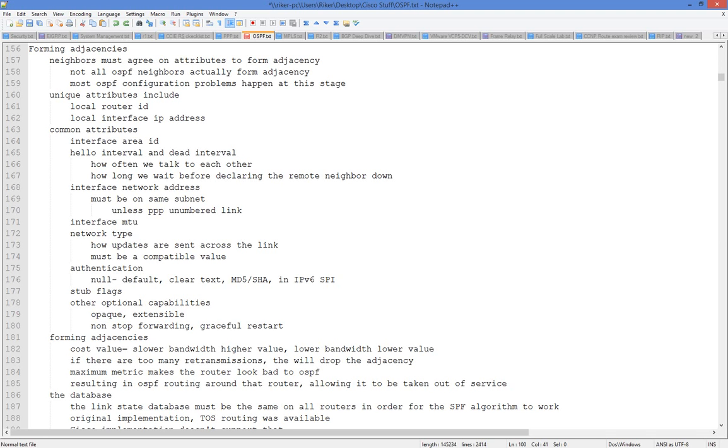I'm going to be doing a lot of debugs as we go through, so that'll help drive home the details of how all this actually works. We'll run through the debugs and talk about how that actually comes into play.